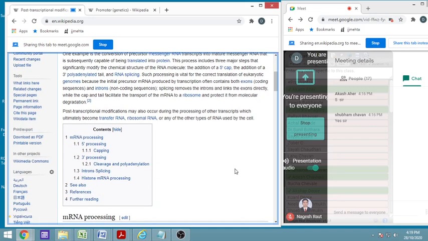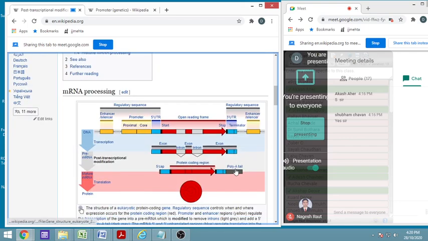This post-transcriptional modification may also occur during the processing of other transcripts, like transfer RNA or ribosomal RNA or any other type of RNA which is used by the cell. So there are a variety of such RNAs, and these RNAs are processed, they are changed, they are structurally modified, and accordingly it is there. Let us see how this messenger RNA is processed.